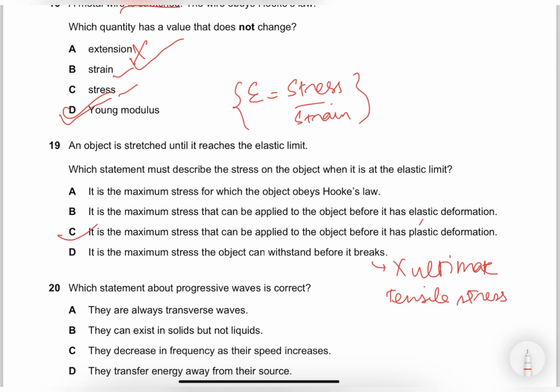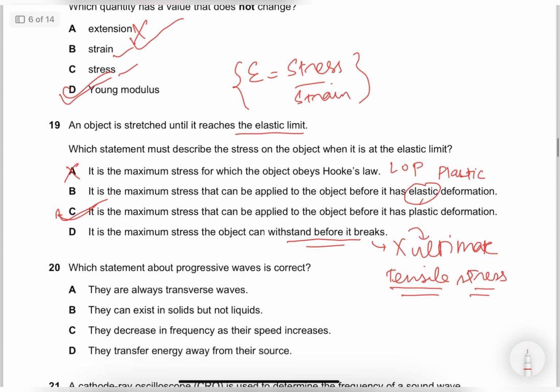An object is stretched until it reaches its elastic limit. The maximum stress for which the object obeys Hooke's law? No, this is the limit of proportionality, so this one is wrong. It is the maximum stress that can be applied on an object before it has plastic deformation. Plastic means it will not come back to its original position. So C is correct. The maximum stress the object can withstand before it breaks? No, that is ultimate tensile stress.